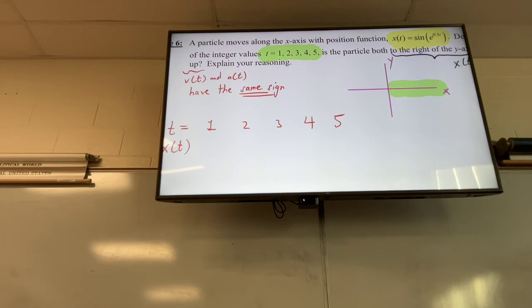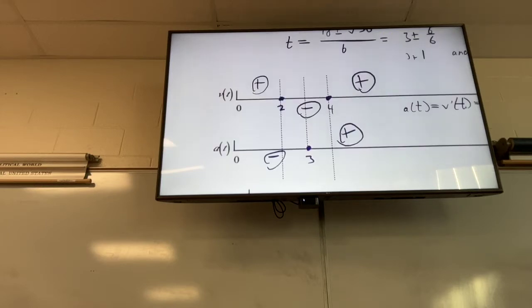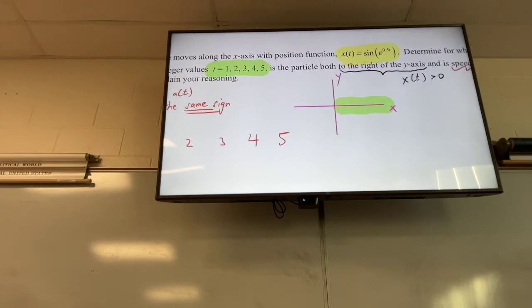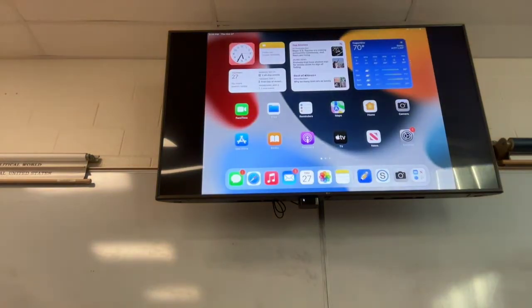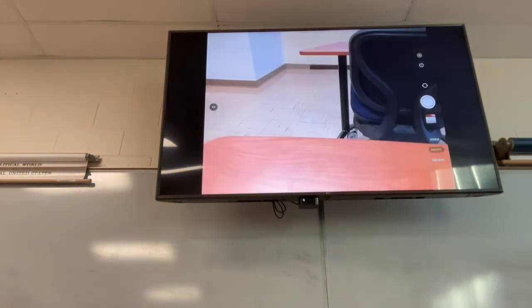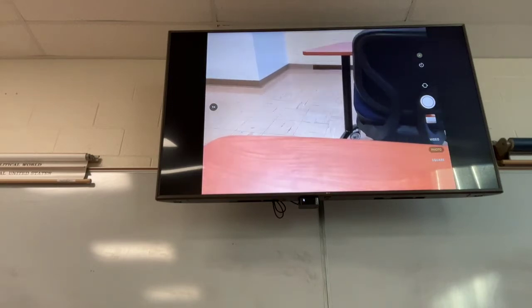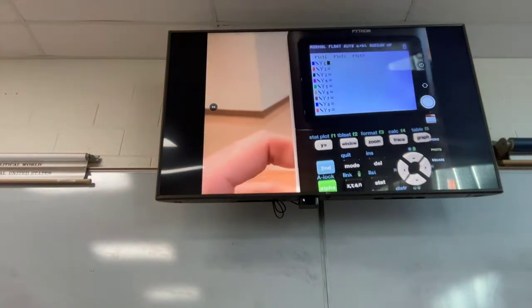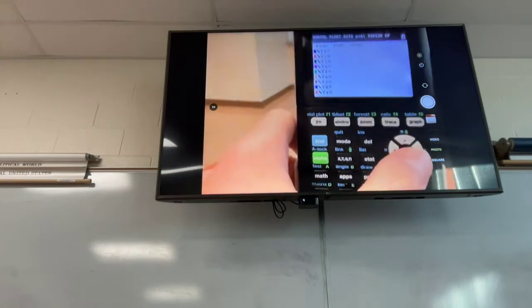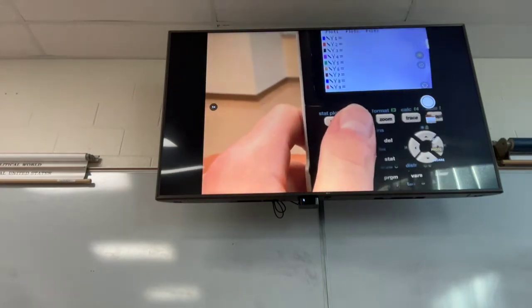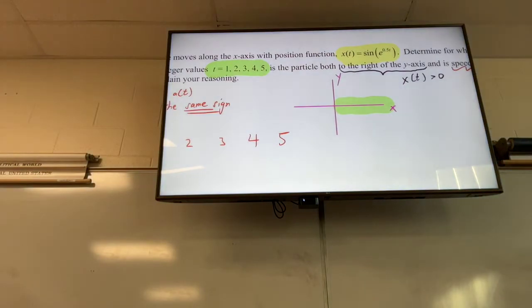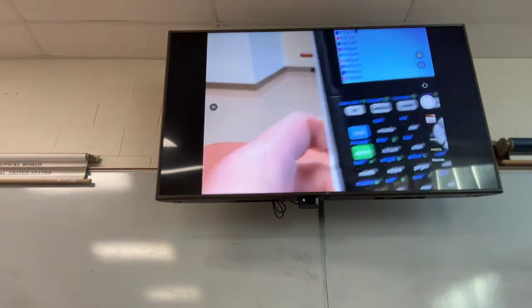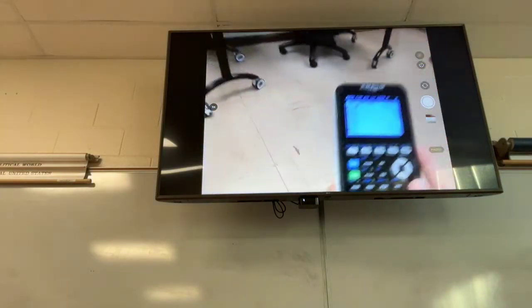Okay, here's how we're going to do this. We have our function x of t, sine of e to the 0.5 t. We do the same method we did in class. So my problem was the function they gave me was sine of e to the 0.5 t. That's what they gave me. Put that in here.